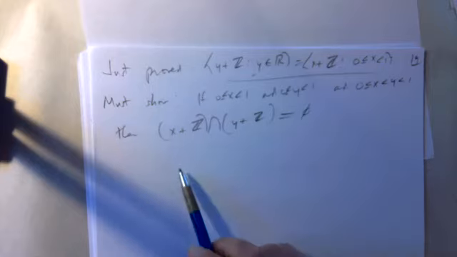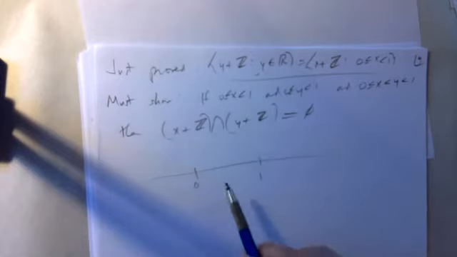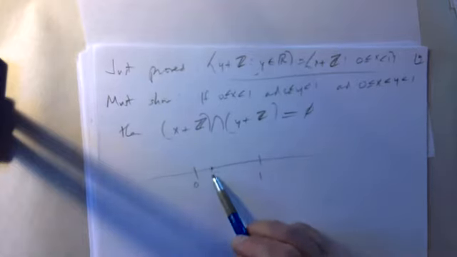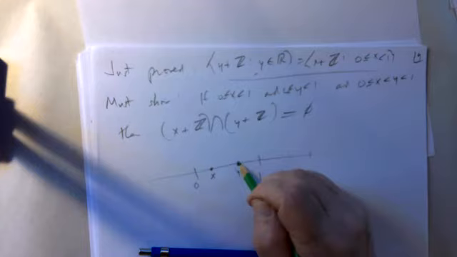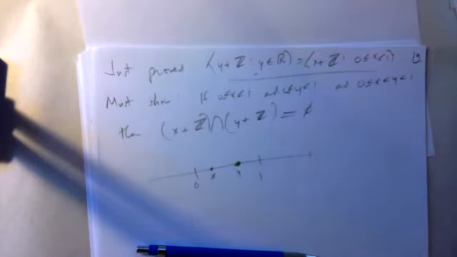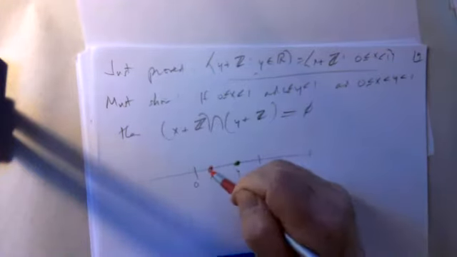So let me just draw a picture of this so you can see what's going on. Here we have the unit interval. And I have two numbers in this interval. I have x and I have y, and x is less than y. Let me put the y in green and the x in red.